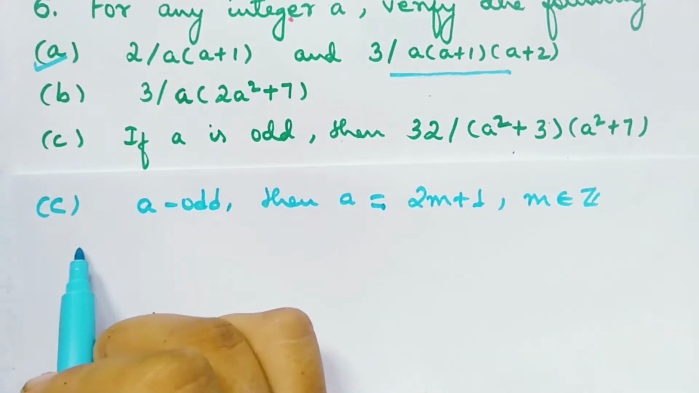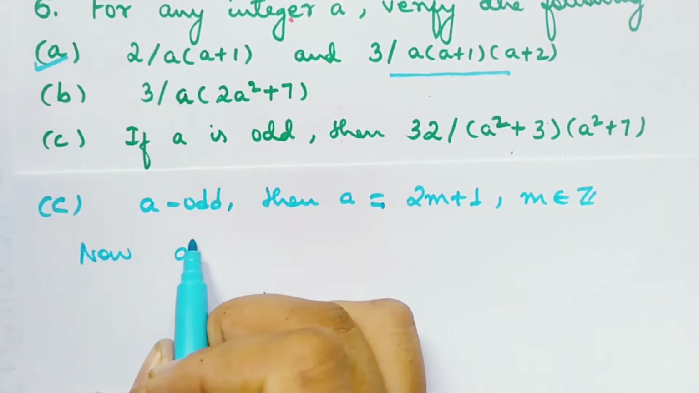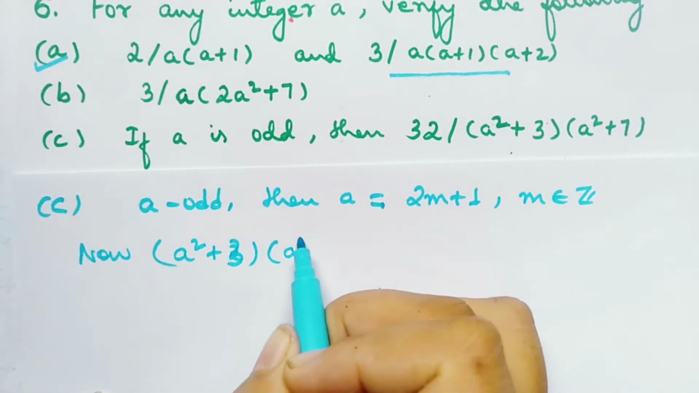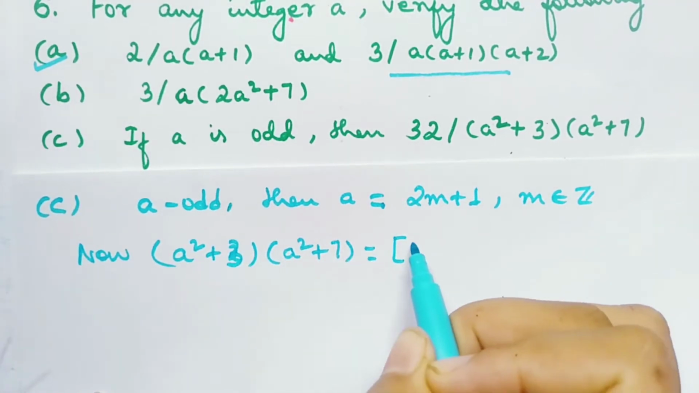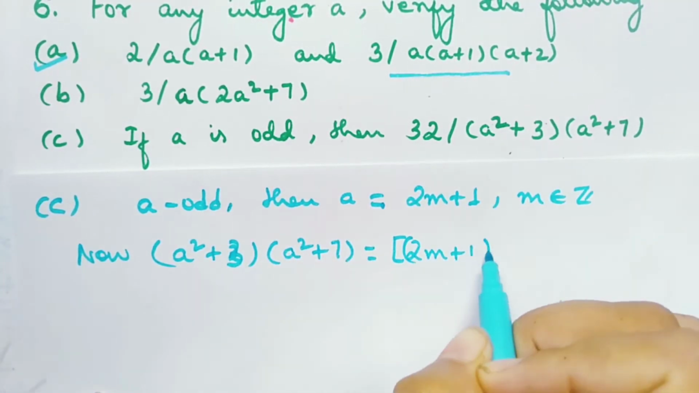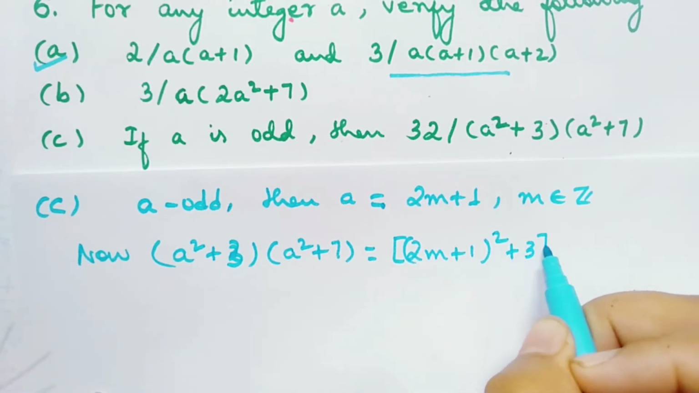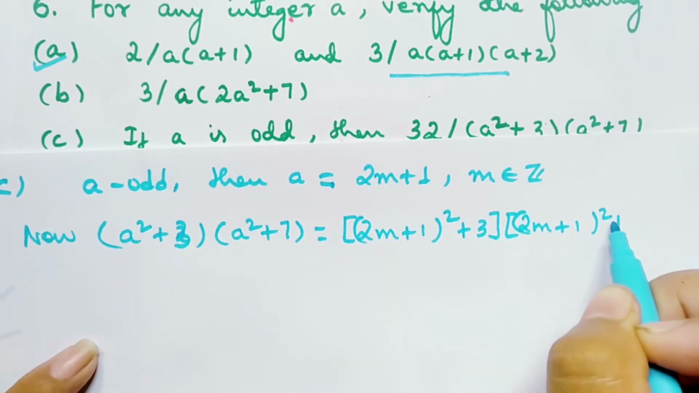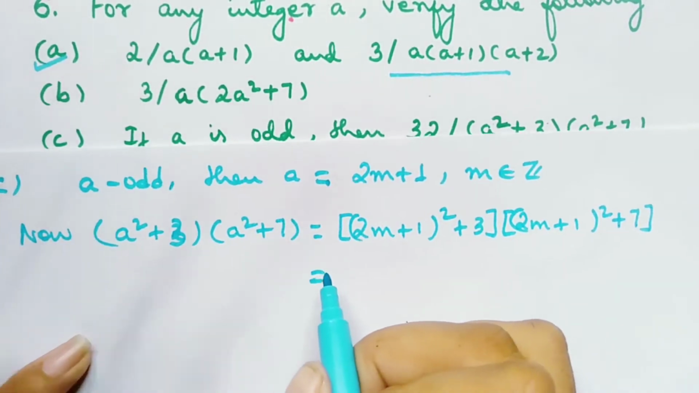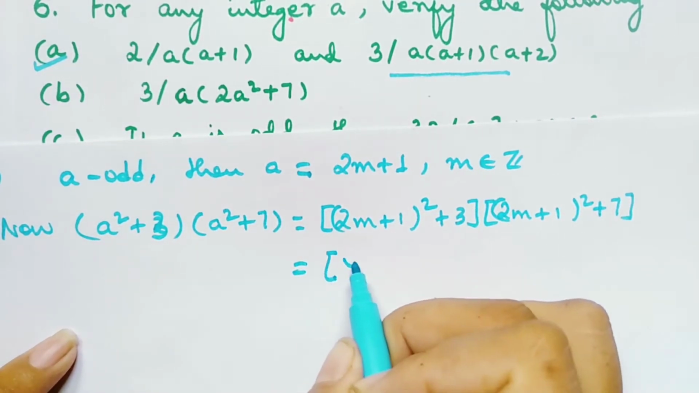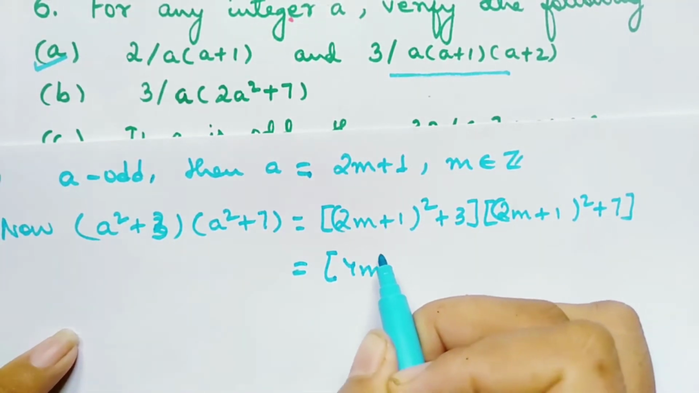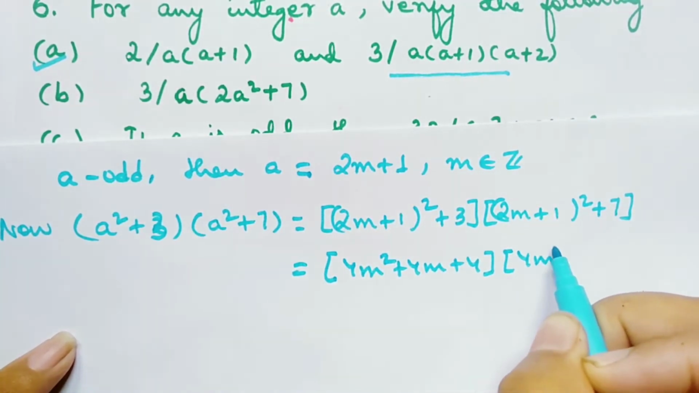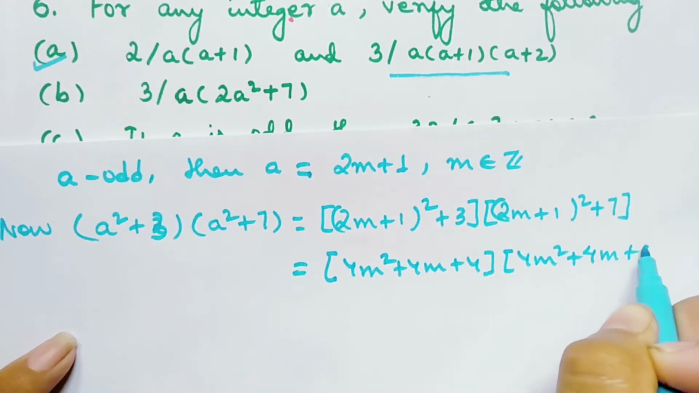Okay, now what do we do? (a² + 3)(a² + 7), we can write it as ((2m + 1)² + 3)((2m + 1)² + 7). And here we have (4m² + 4m + 4)(4m² + 4m + 8).